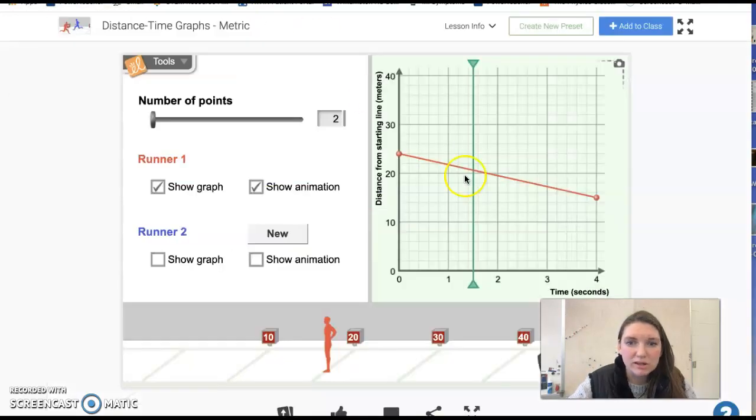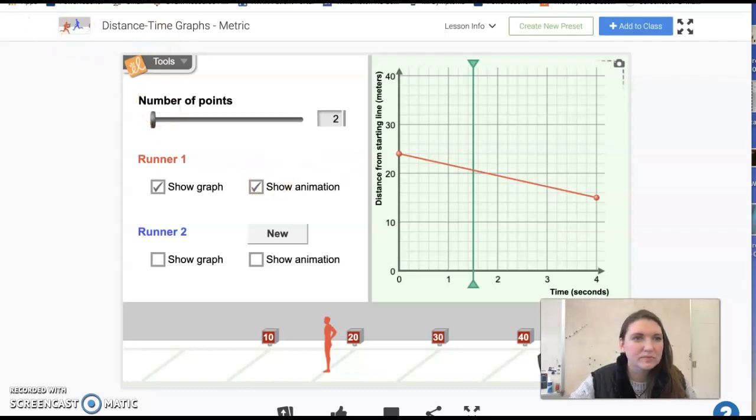So I actually came over here and did this on mine too. I made my line look just like theirs, starting him at 22 meters from the starting line and ending up at 15 meters from the starting line. And here at 1.5 seconds, he is 20.5 meters away from the starting line.